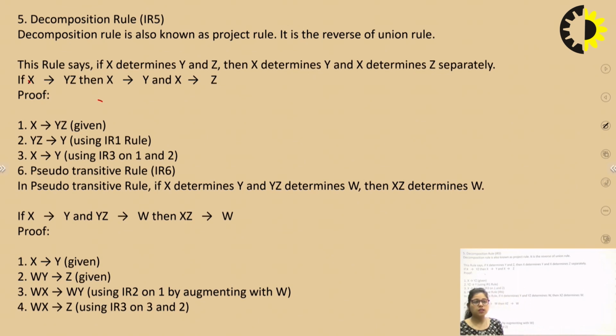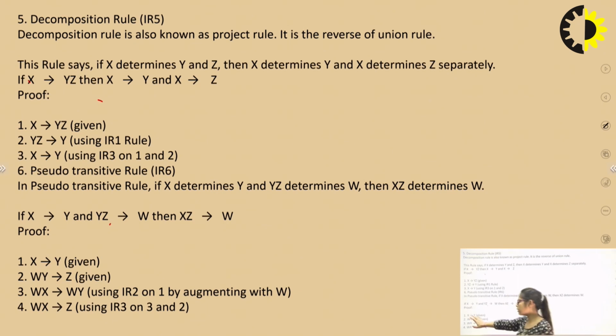Now the sixth one is pseudo-transitivity. Now, what is pseudo-transitivity? It is kind of similar to transitivity. In the pseudo-transitivity rule, if x determines y and yz determines w, then xz determines w. Basically, we have one functional dependency, x determines y, and yz determines w. Then xz determines w also. This is called pseudo-transitivity.